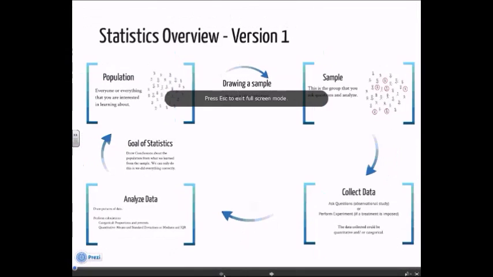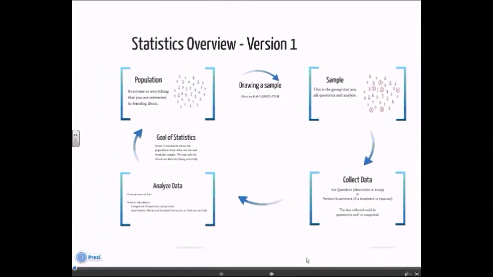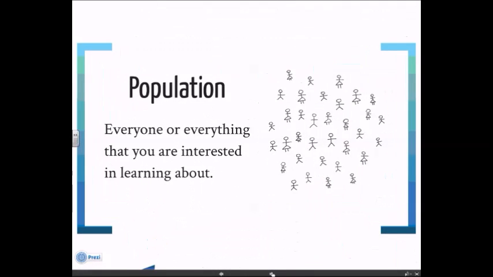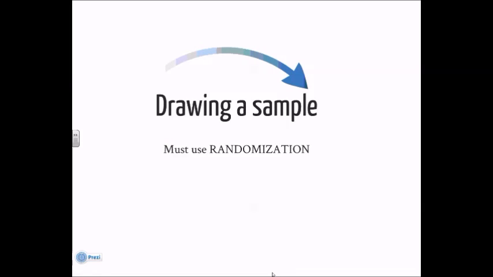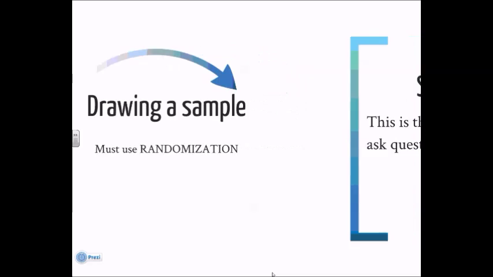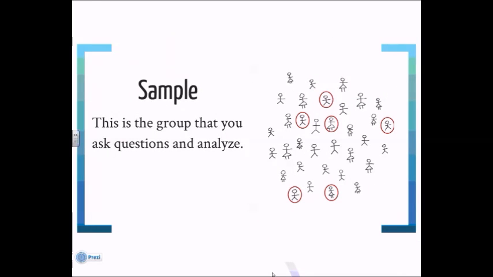Here's a very simple overview of AP Statistics. Our goal is to learn something about a population. It can be a group of people or a group of products or a group of things, but our goal is to learn something about a population. Now, it is almost always impossible to study and analyze everything in our population because it's just too big. So we will draw a sample using randomization. Once we've randomly chosen a sample, that's the group that we ask questions and we analyze.